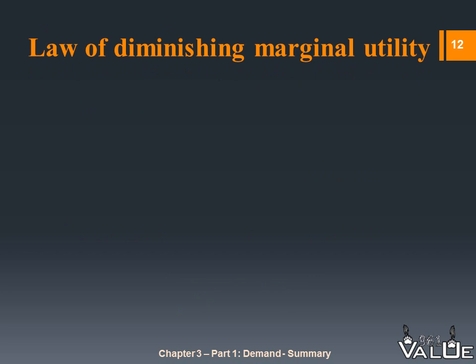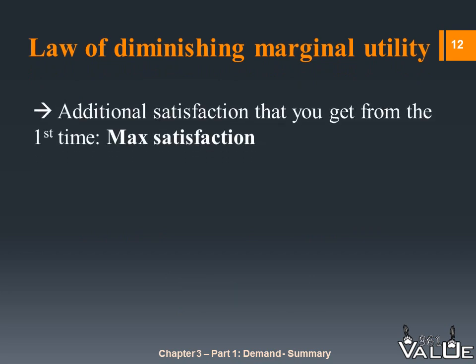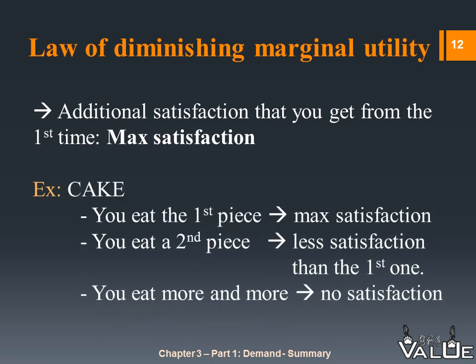Now let's move to the law of diminishing marginal utility. It is the additional satisfaction that you get, and from the first unit you get the maximum satisfaction. For example, if you eat the first piece of cake, you get the maximum satisfaction. If you eat a second piece, you get less satisfaction than the first one. If you eat more and more, you will not be satisfied anymore.